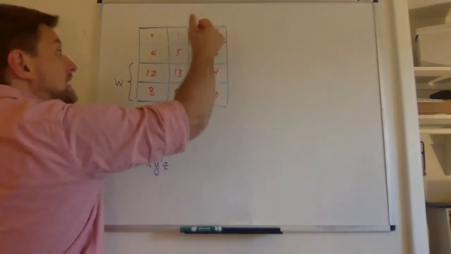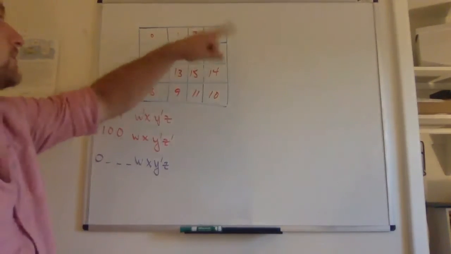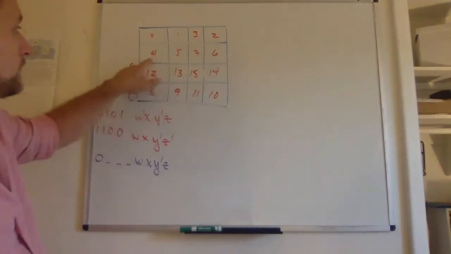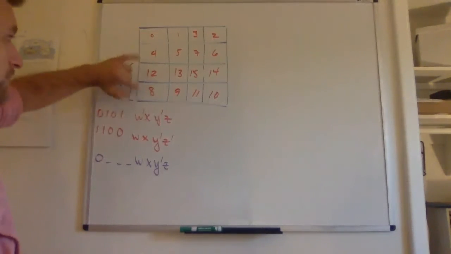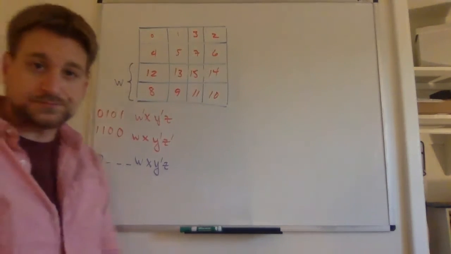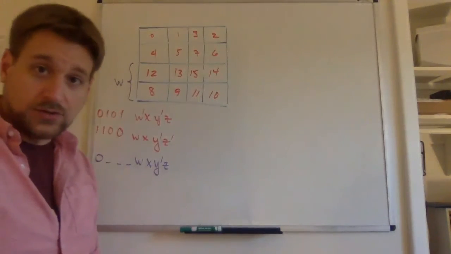Instead of 0, 1, 2, 3, we switched 3 and 2: 0, 1, 3, 2. 4, 5, 6, 7, but we switched those two. 0, 4, 8, 12, but we switched the latter two. And we've got this kind of gray code thing going on.